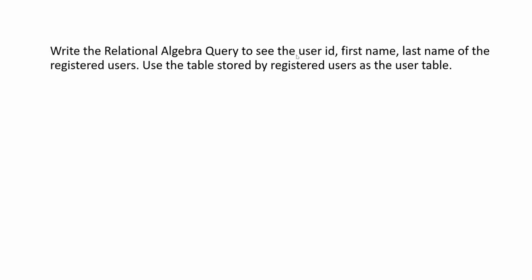So you can see here the third question. Write the relational algebra query to see the user ID, first name, and last name of the registered users. Use the table in which registered users are stored, the user table. According to the question, this is similar to the second one. In the second one they told us to find the username and password, but in this question they are telling us to find the user ID, first name and last name from the user table. So we need to write a relational algebra query for that. So this is the query.